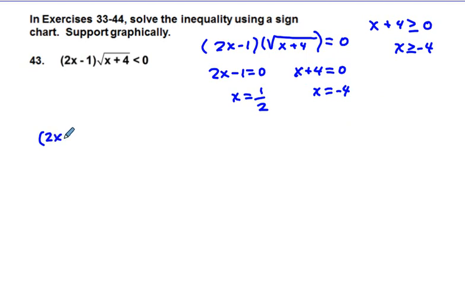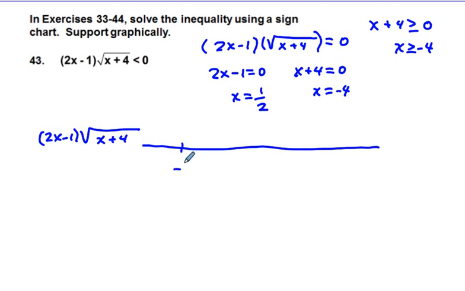quantity 2x minus 1 times the square root of quantity x plus 4. And we just outline the critical numbers here. We have negative 4, and then we have 1/2. And see what happens. Well, at negative 4, we have this expression being 0. And to the left of negative 4, x has to be greater than or equal to negative 4, so our function is not defined to the left of negative 4. Between negative 4 and 1/2, what do we have?